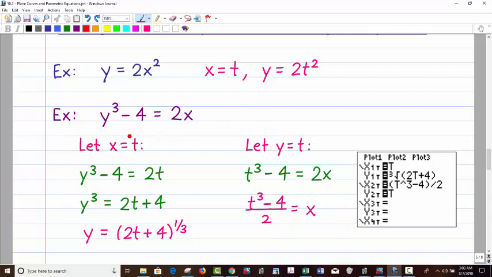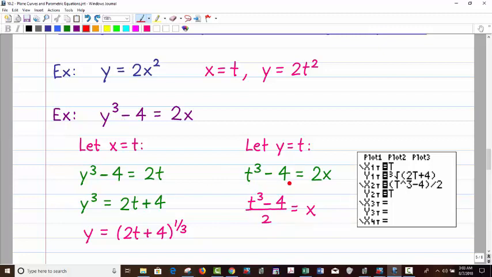If I let x equal t, so I put t into the right side, and then bring the 4 over, I have y cubed equals 2t plus 4. Therefore, y equals (2t plus 4) to the 1/3. That would be one. So with x equals t and y equals (2t plus 4) to the 1/3, that would be your pair of equations.